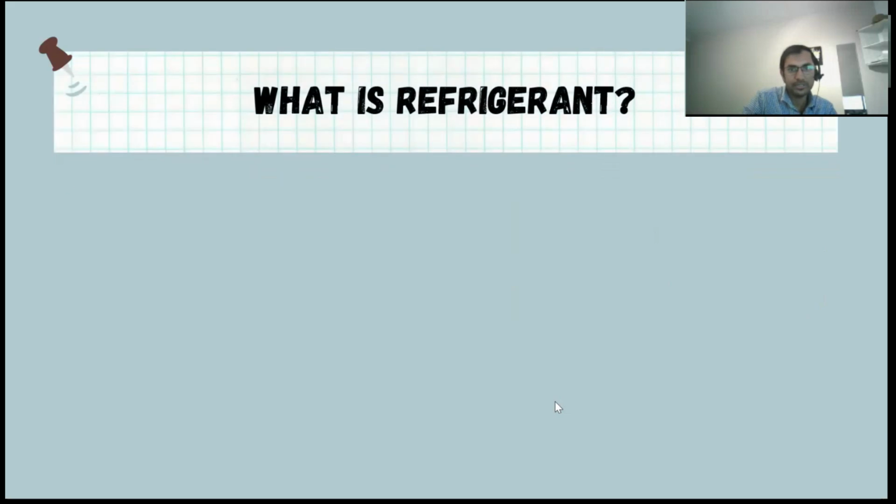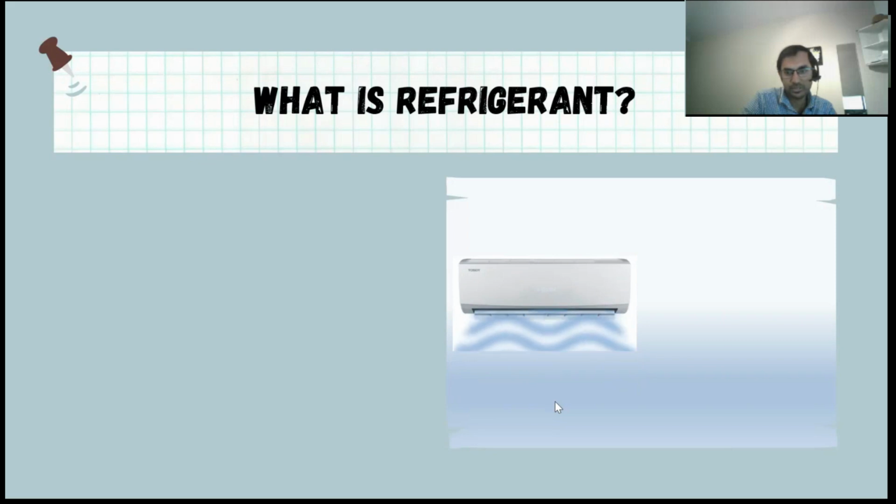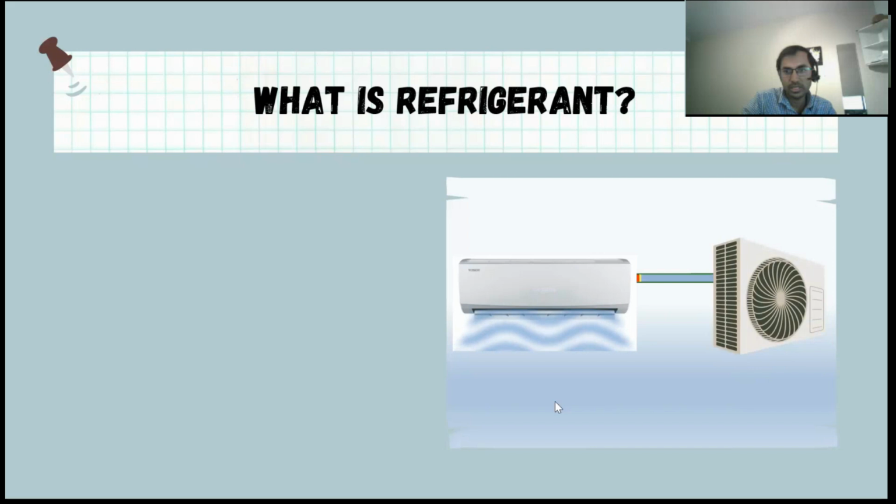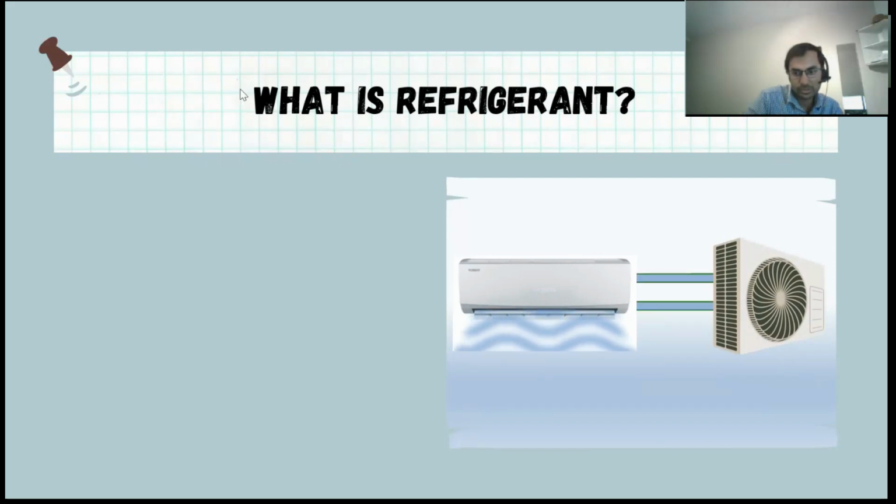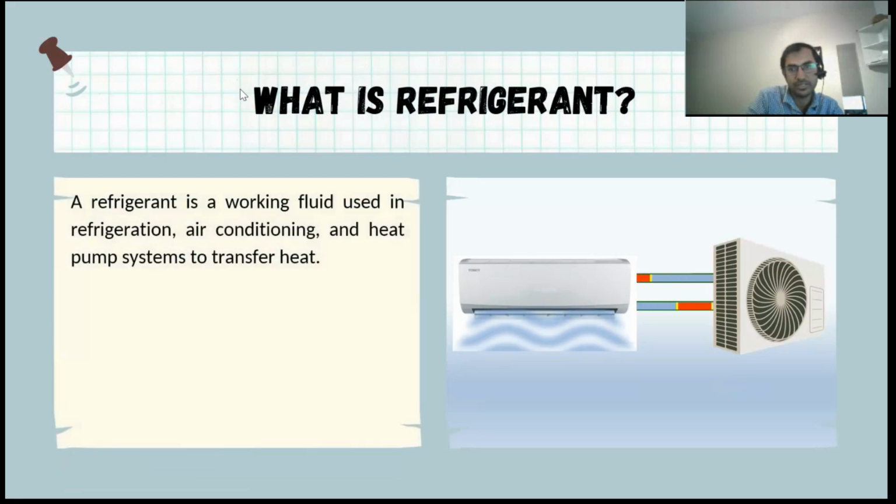So, what is refrigerant? See, this is our indoor AC in our normal home, normal room. We put these split air conditioners everywhere nowadays, and this is the outdoor unit, and these units are connected by a pipe. So there's a pipe connected between this indoor and outdoor unit, and that is called the refrigerant pipe, and refrigerant is flowing through this pipe.